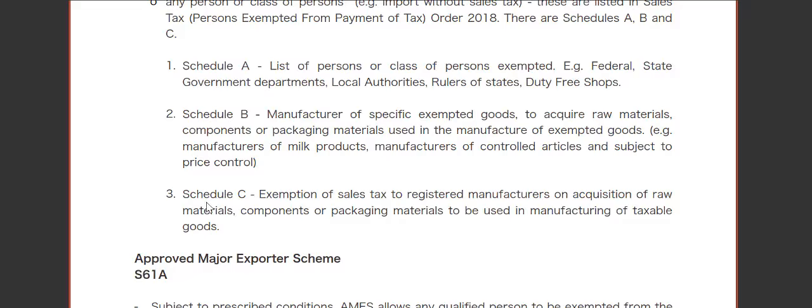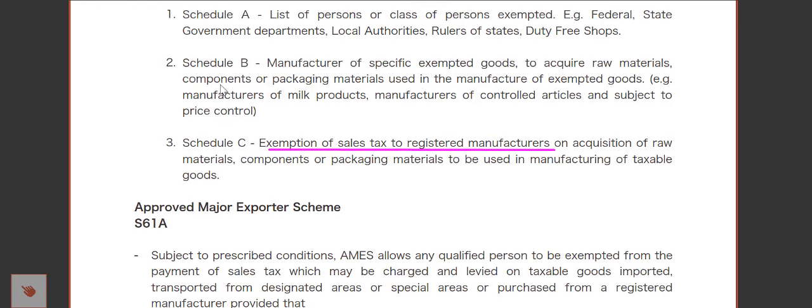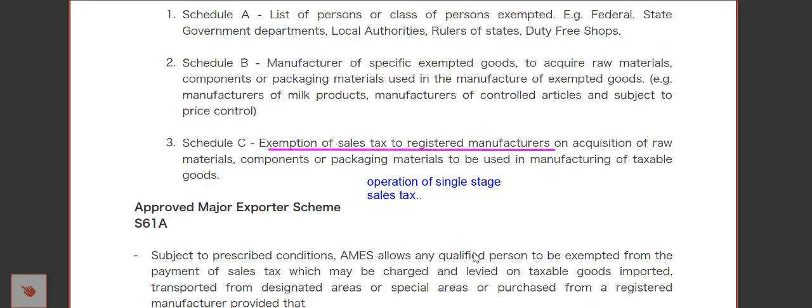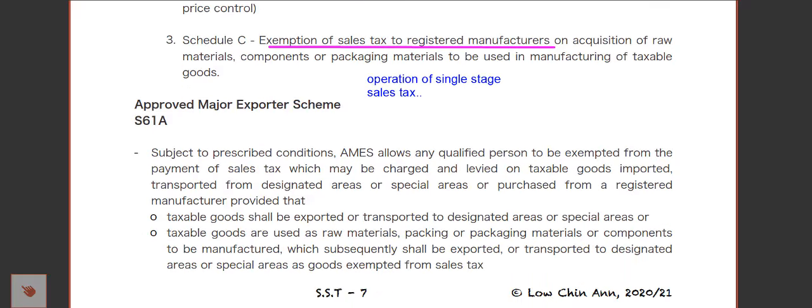Now, Schedule C is actually an exemption of sales tax to registered manufacturers when they acquire raw material. Now, the whole idea why we have Schedule C is, again, for the purpose of the operation of single stage sales tax. Can I explain to you later on what that is?